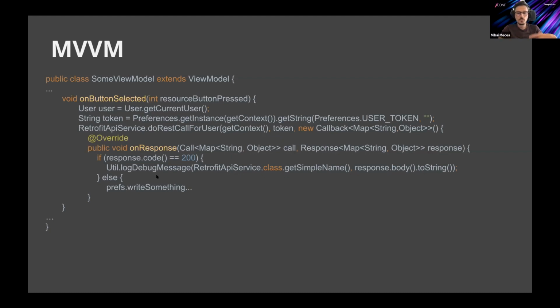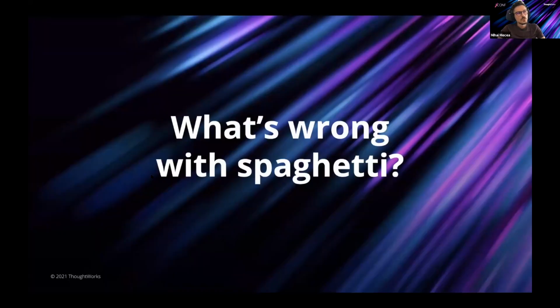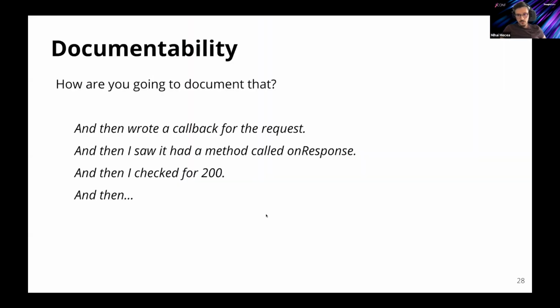Well, what I like to call this is spaghetti integration. I mean, there's no layering at all. So you might ask, well, what's wrong with spaghetti? And fair enough. Let's analyze this kind of approach from three properties for such architecture. Documentability.